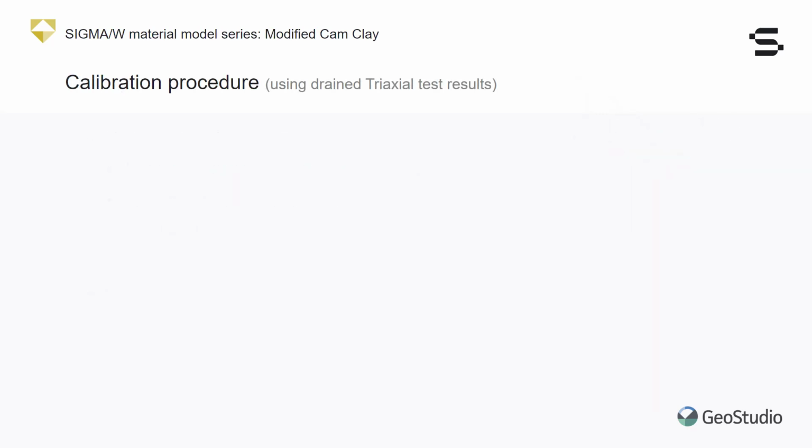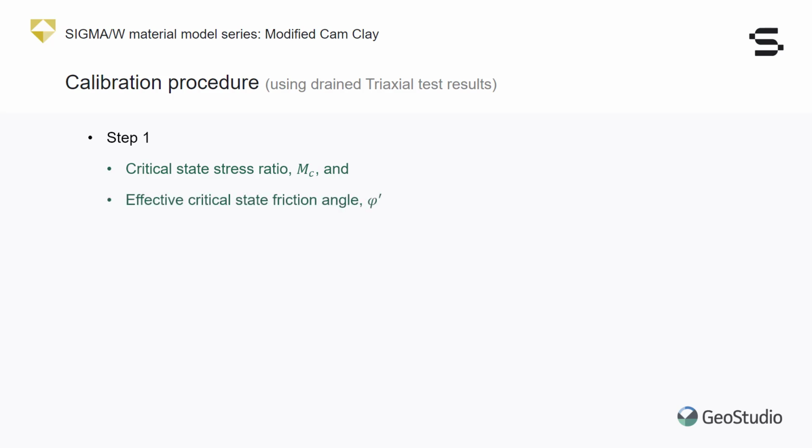In order to find the model constants corresponding to a specific soil, a step-by-step calibration procedure is discussed here based on drained triaxial test results. As the first step, the critical state stress ratio, M sub C, or its equivalent, the effective critical state friction angle, can be estimated from drained triaxial test results.